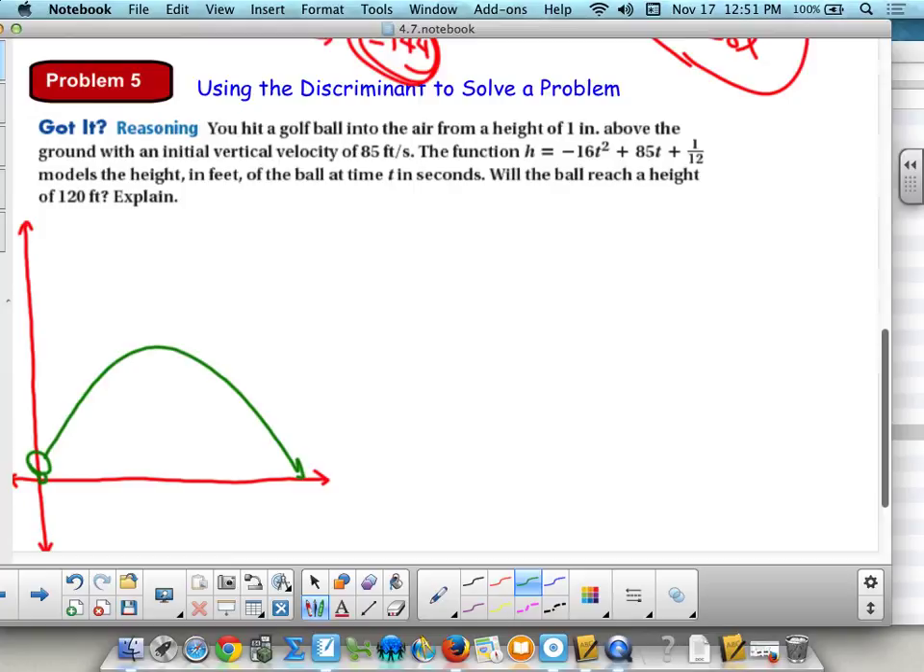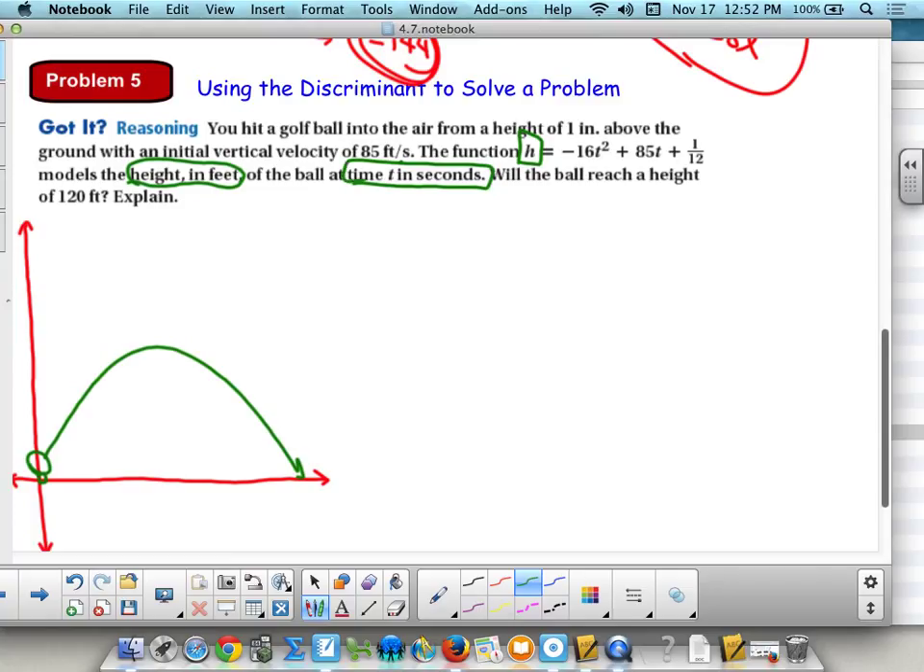It says with an initial velocity of 85 feet per second. Guys, that means so little to you. It just means how fast you hit the ball. It's usually in the formula somewhere. Don't even worry about it. It's just part of the formula. All right, the function h for height of the ball equals negative 16t squared plus 85t plus 1/12 models the height in feet. So height is measured in feet of the ball at time t measured in seconds.